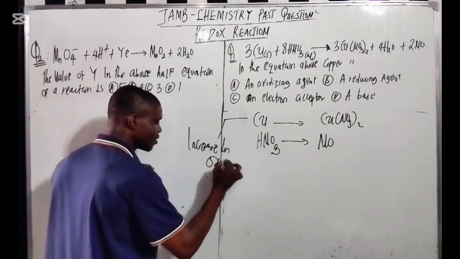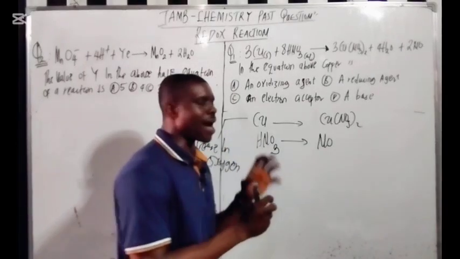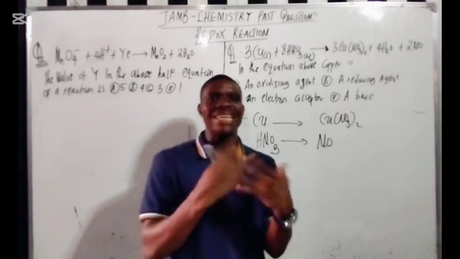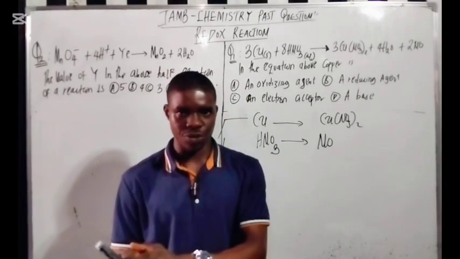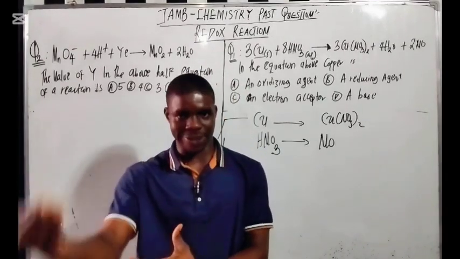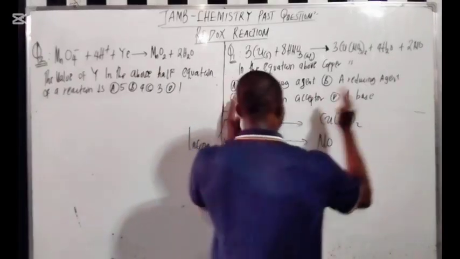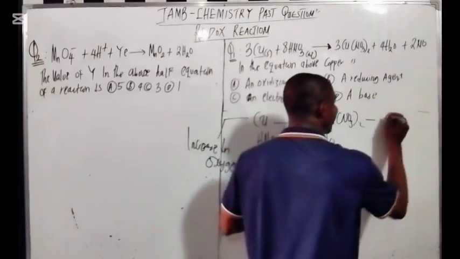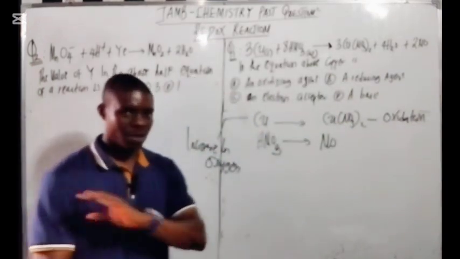Increase in oxygen. Can you see that? So remember, when an atom or molecule increases in oxygen, in our definition, is it oxidation or reduction? It's going to be oxidation. Why? Because oxidation is an increase in oxygen. Because there's an increase in oxygen from the reactant to the product here, this one is oxidation, right?